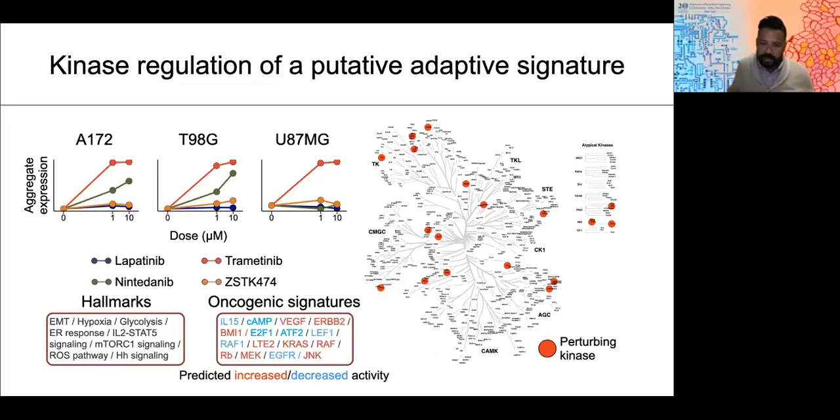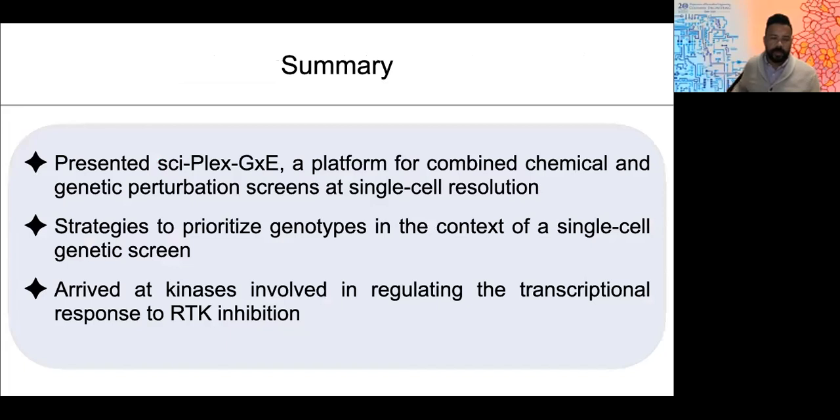Now, with that, I'll leave you with that little bit of a cliffhanger and just summarize to say that we presented sci-Plex G/E, a platform for combined chemical and genetic perturbation screens at single-cell resolution, as well as strategies to prioritize genotypes in the context of a single-cell genetic screen. And we arrive at some initial set of kinases that are involved in regulating the transcriptional response to receptor tyrosine kinase inhibition.